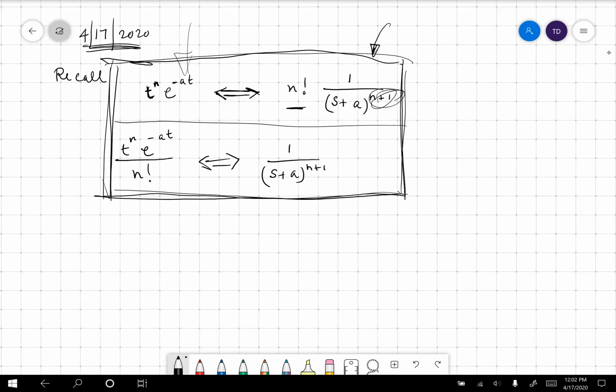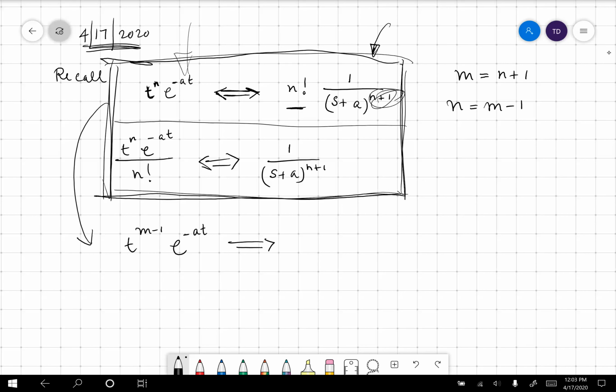So one of the things that we can do is replace n plus 1. If I define, for example, a new variable, let's call it m, and let m be equal to n plus 1, then n is equal to m minus 1. And so now let's replace all the n's with m's. This is like doing a u substitution. So if we do that, from the first equation, we'll have t raised not to the n power, but to the m minus first power times e to the minus at.